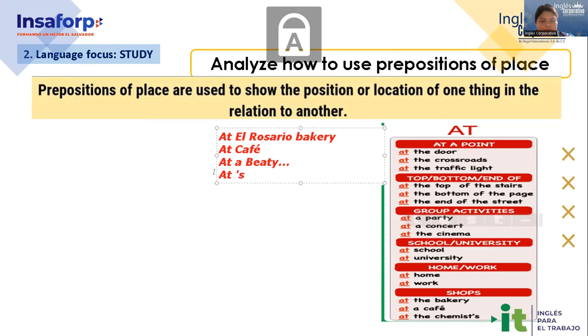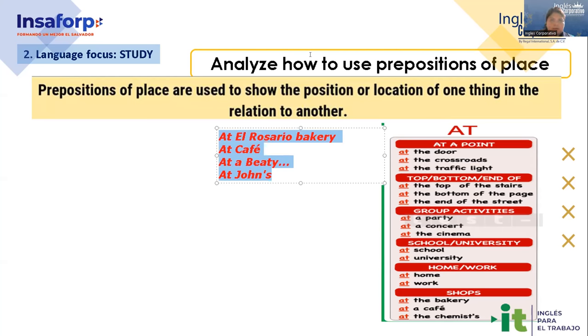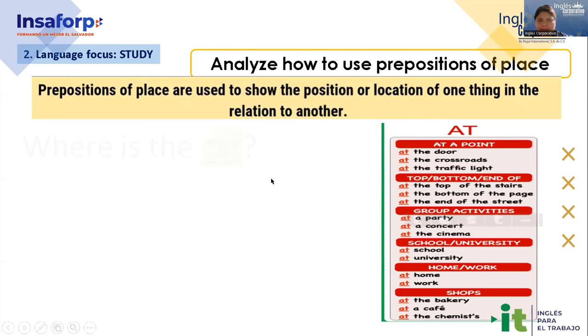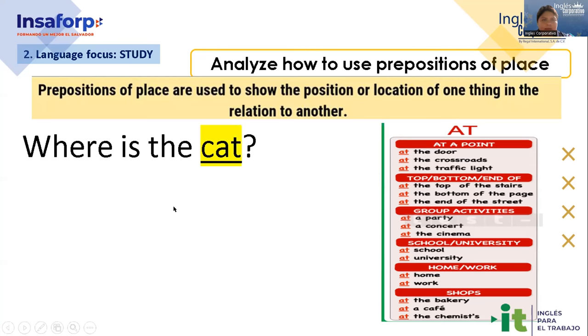At, por ejemplo, Papa John's. Something like this, Papa John's, o digamos que es otro John's, ¿verdad? Entonces a veces este es el nombre del lugar o del building, pero siempre nos estamos refiriendo a las shops, a las tiendas. Okay, and now let's see, we have some exercises.